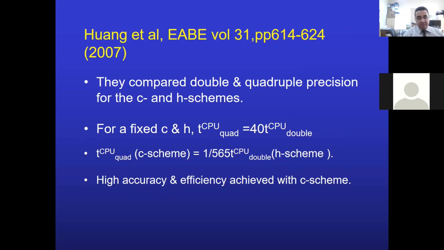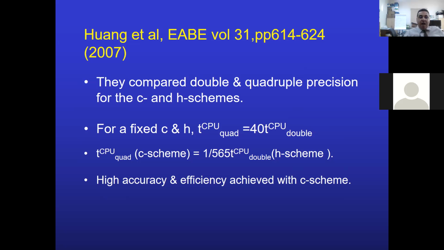Okay, so this is Wang et al., engineering analysis with boundary elements. They looked at double and quadruple precision for a CNH scheme. Fixing the CNH, the quadruple precision requires about 50 times longer execution time than the double precision.